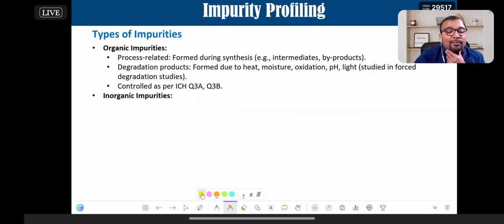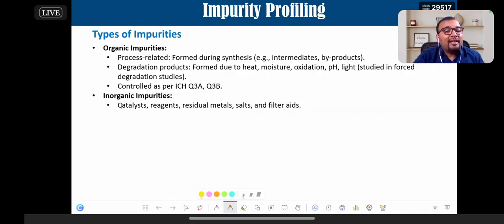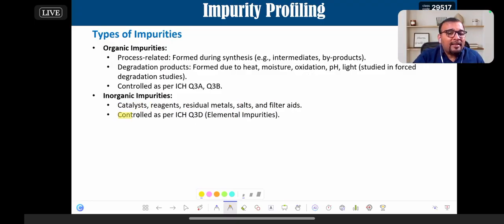Now there is another type of impurity called inorganic impurities. Inorganic impurities can be a catalyst like platinum. It could be a reagent, it could be residual metals, it could be salt, it could be the filter aids. So whatever is not organic can be categorized as inorganic. And these inorganic impurities are controlled under ICH guideline Q3D, that is elemental impurities.